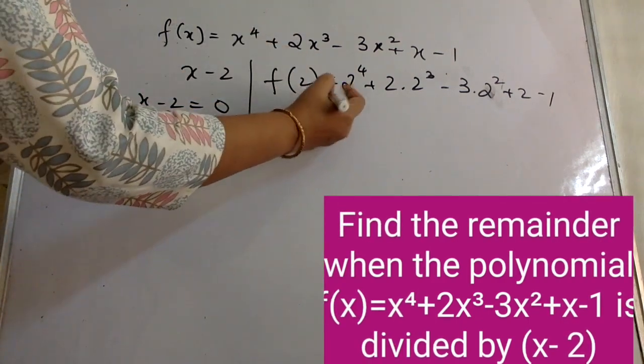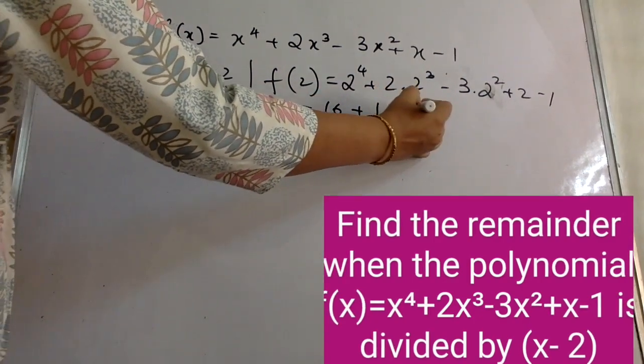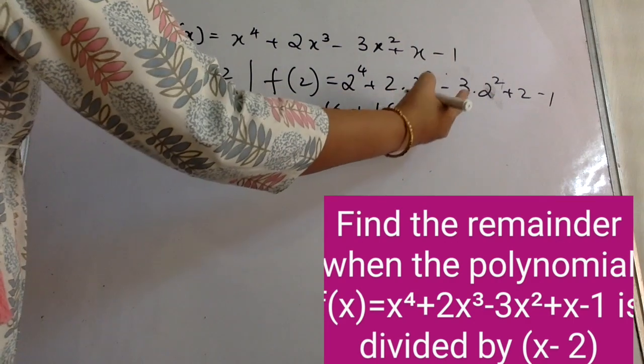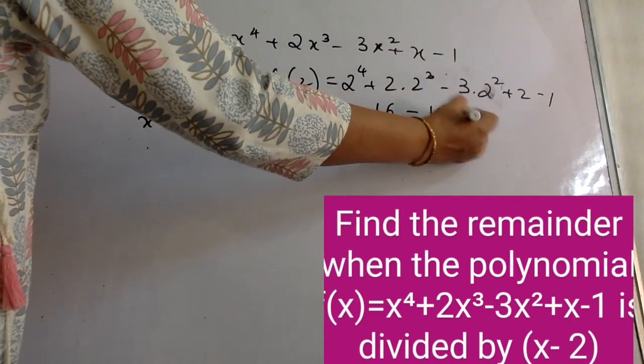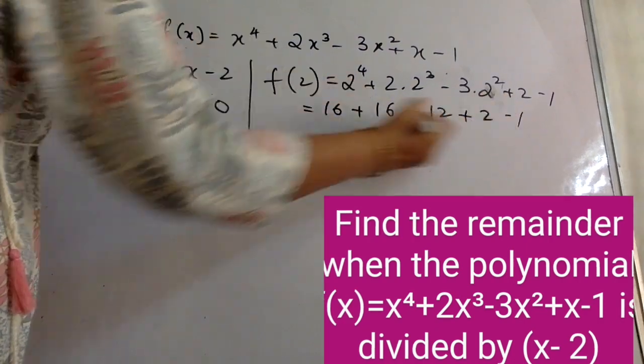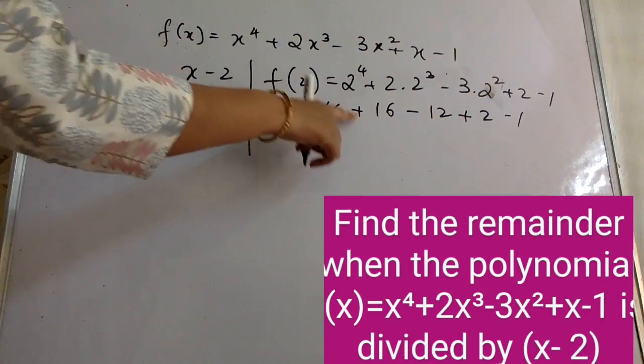So that gives me 2 to the power 4, which is 16, plus 16 again, minus 3 into 4, that's 12, and plus 2 minus 1. Now be very careful over here. Remember, for this 16, this is the sign.